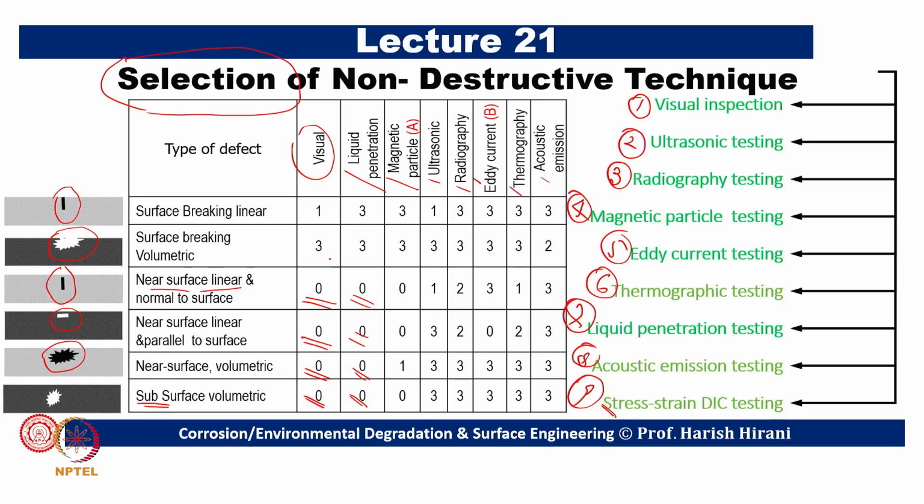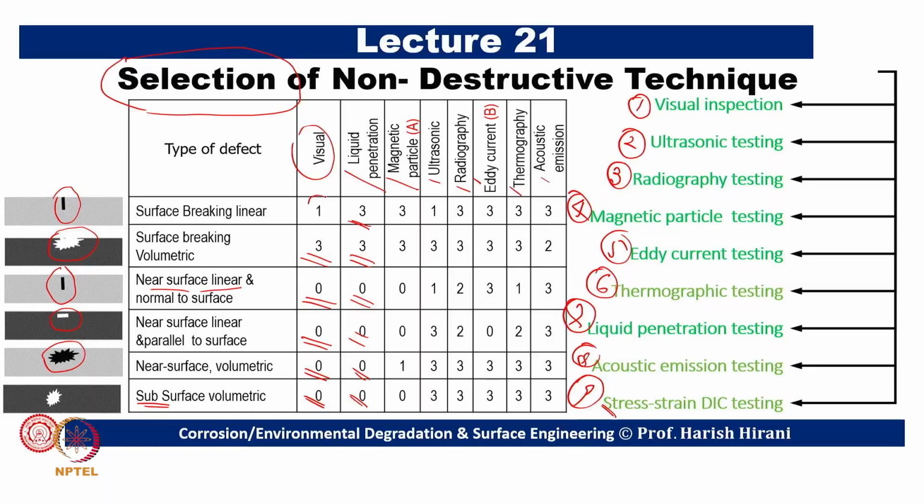Now, coming to the number 3, in this case we are giving the highest number as 3. That means this technique is very good to detect this kind of crack. Then for the surface breaking linear crack, because the size is much smaller, it is quite possible that the visual technique may not be sufficient. We require some additional equipment for that. So, that is why we are giving here the number 1, and the highest is 3, as I say the worst is 0.